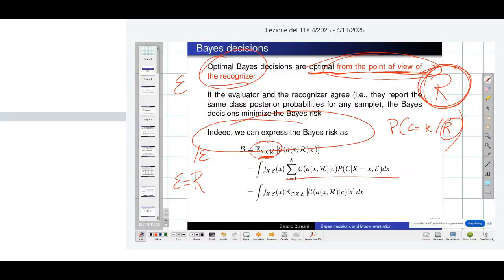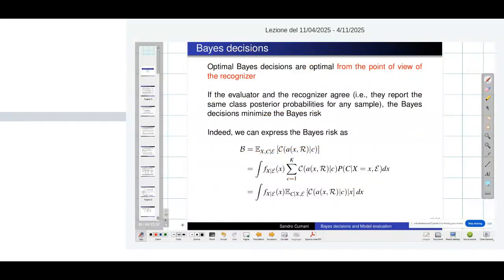When the distribution that we use to make the decision and the distribution that we use to compute the bias risk are the same, then the optimal bias decisions are also optimizing the bias risk.